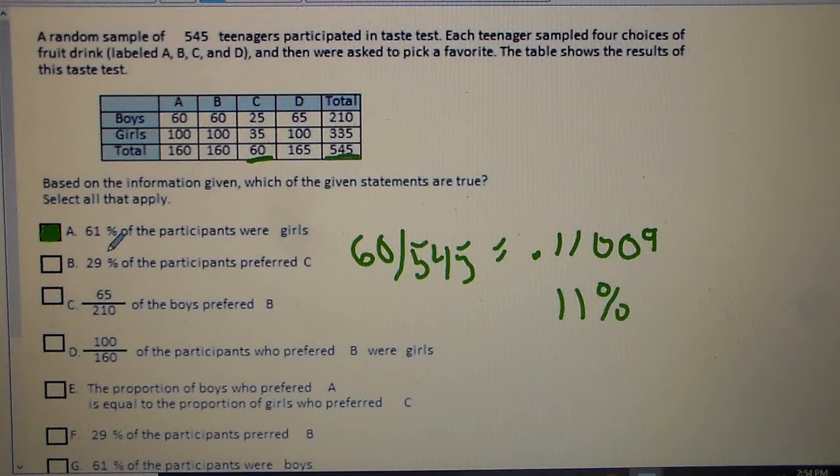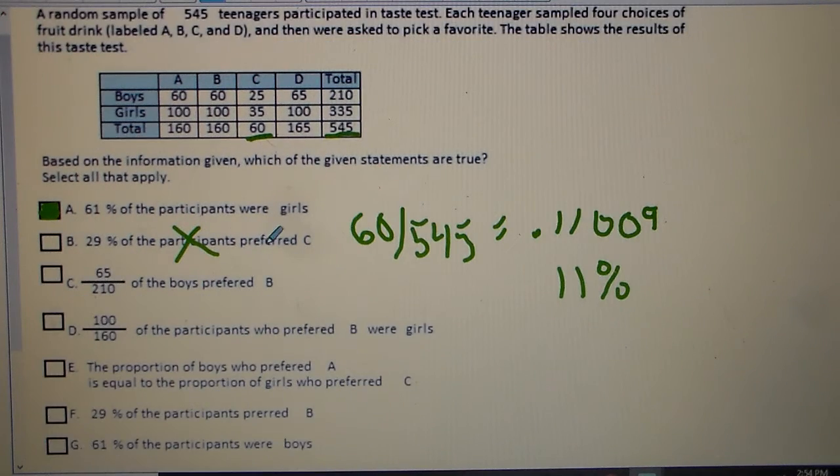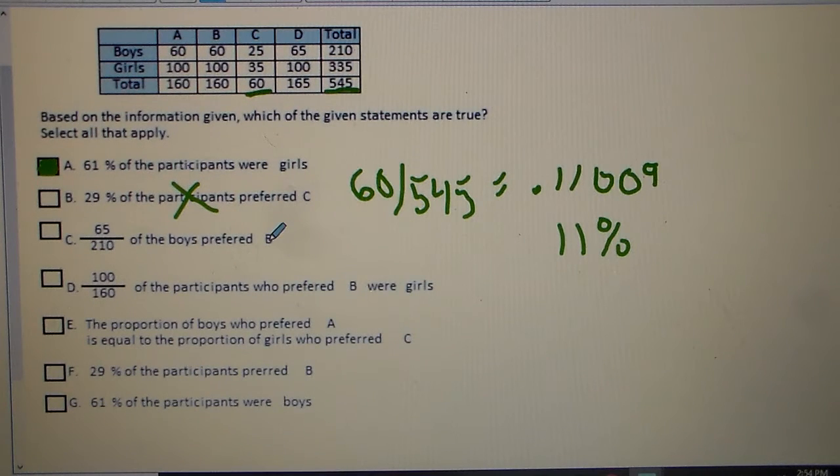Now 11% is different from 29%. Obviously that means this is incorrect. So we don't put a little checkbox in there. I'll slide it down a little bit.